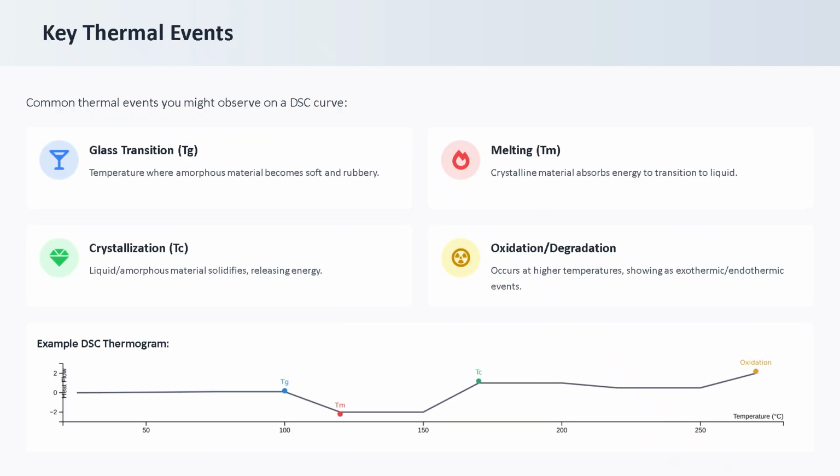Several important thermal events can be observed in a DSC curve. The glass transition temperature, or Tg, is when an amorphous material becomes soft and rubbery. The melting temperature, or Tm, is when a crystalline solid absorbs heat and turns into a liquid. Crystallization temperature, Tc, is when a liquid or amorphous material solidifies and releases heat. At higher temperatures, oxidation or degradation may occur, appearing as additional peaks on the curve.